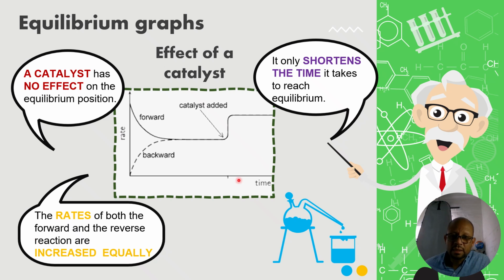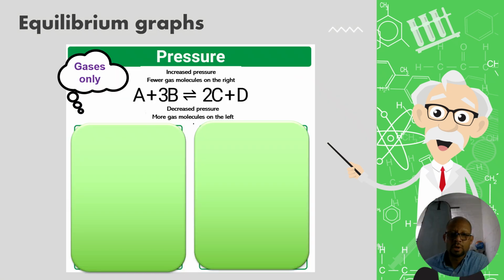And remember that here I have a solid line, and on top of the solid line, or slightly below the solid line, we have the reverse reaction. And the reverse reaction and the forward reaction, both of these reactions are being influenced equally by the catalyst. It's not just the one, it's both of them. So those are three important facts that we need to know about a catalyst and how it affects an equilibrium graph.